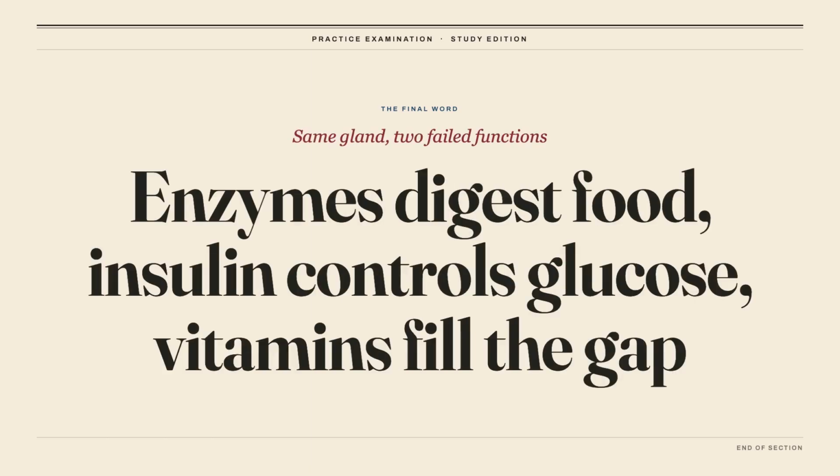Pancrelipase and insulin are often confused, but they address opposite functions of the same failing gland. One restores digestion, the other restores blood glucose control, with fat-soluble vitamins covering the downstream deficiency.